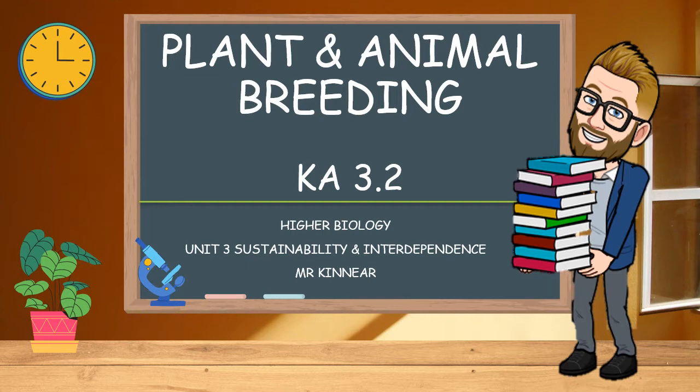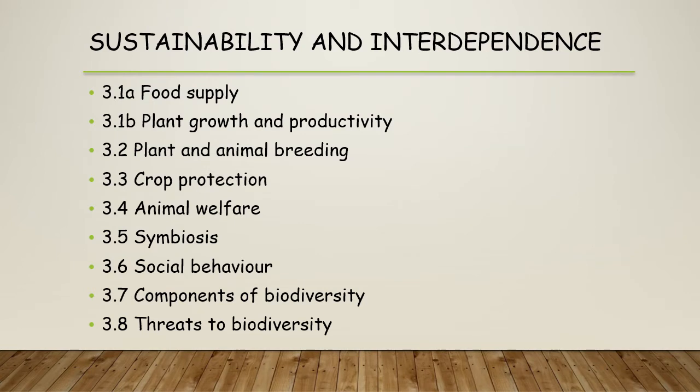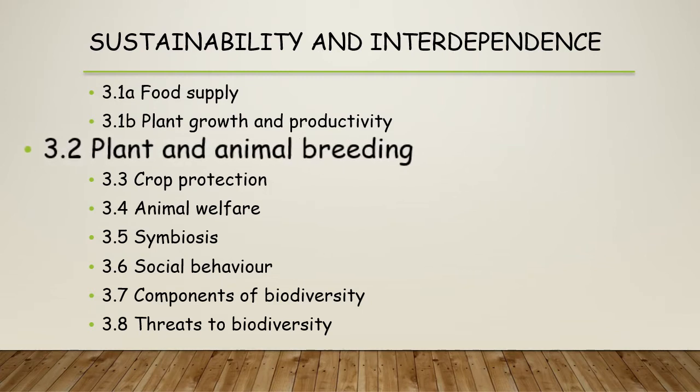We're in Unit 3, Sustainability and Interdependence, and we're looking at Key Area 3.2, which is plant and animal breeding. So here is where we're at in Unit 3. We've already looked at food supply and plant growth and productivity, or photosynthesis, and plant and animal breeding, which we're on just now, fits into that. Obviously, it is important for food security. And we'll also look at crop protection and animal welfare, which again feed into those things. And then we'll look at the interactions with symbiosis, social behaviour, and biodiversity.